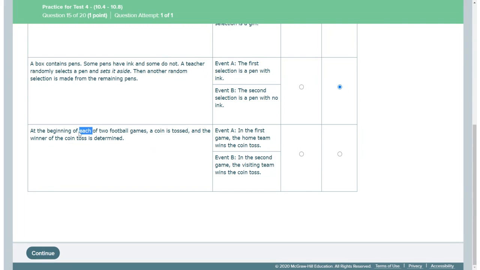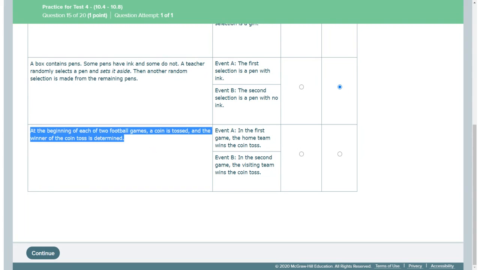All right, so here's the last one. At the beginning of each of 2 football games, a coin is tossed, and the winner of the coin toss is determined. Now, coin tosses generally are independent, but let's just see what the event is. Event A, in the first game, the home team wins the coin toss. So just 2 games back to back, let's say a doubleheader. So it has nothing to do on that second pick with what happened on that first pick.